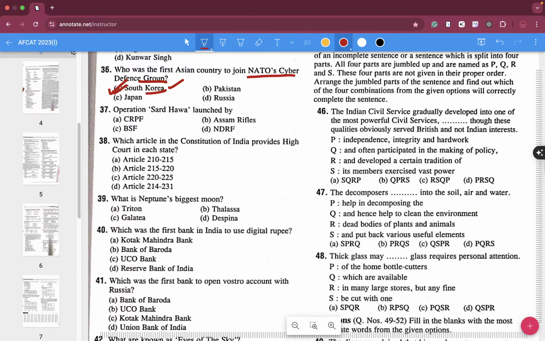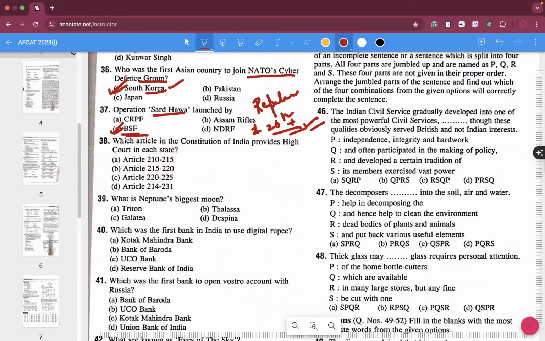Operation Sard Hawa was launched by BSF, the Border Security Force, during the time of the celebration of Republic Day, from January up till 26-28 January, plus minus 5-10 days. Because during this particular time the activity of the terrorists across the border increases so much, the vigil has to be increased accordingly.